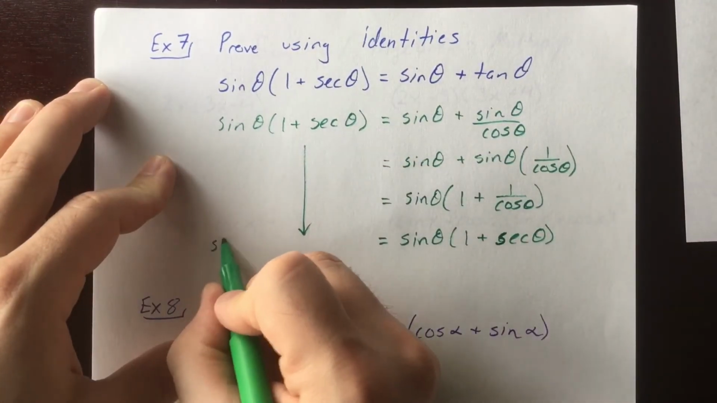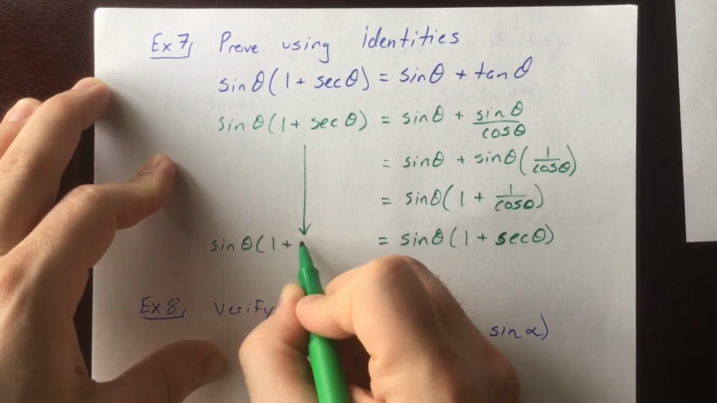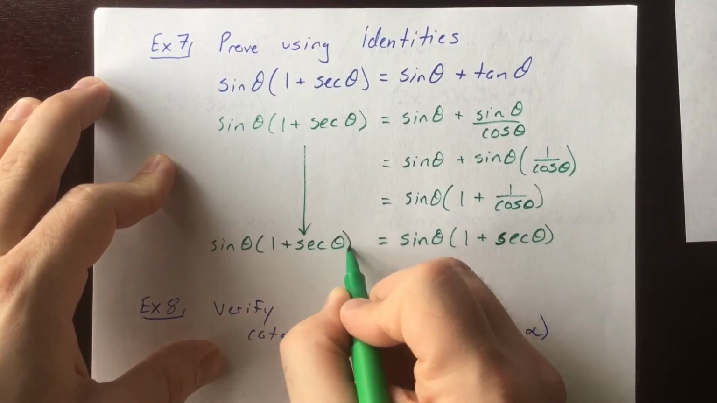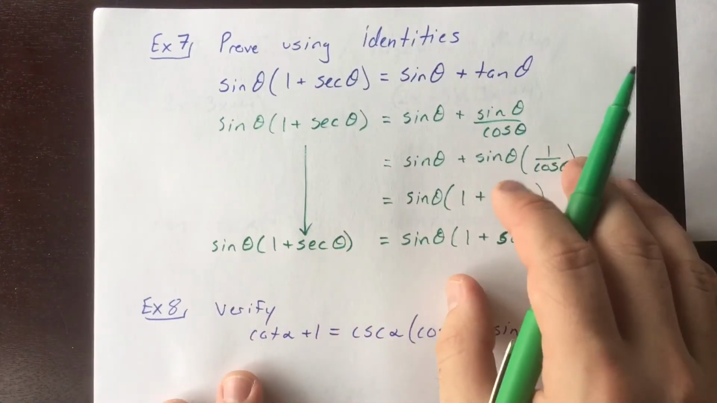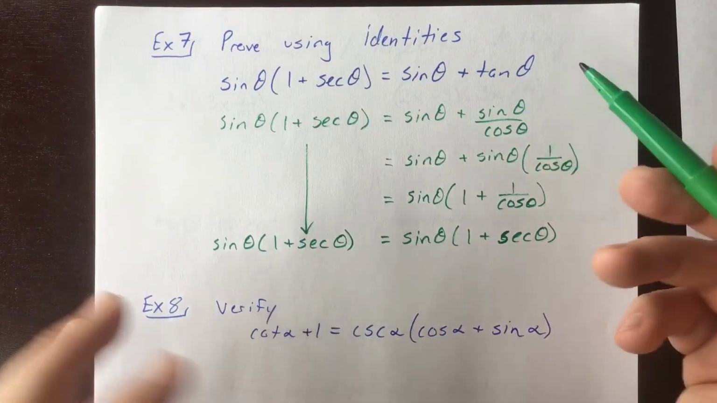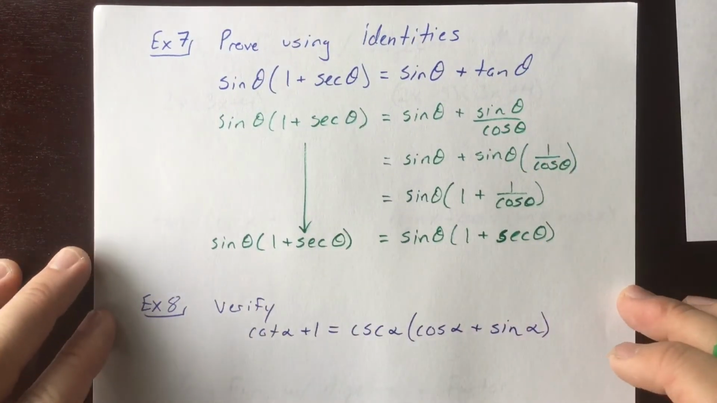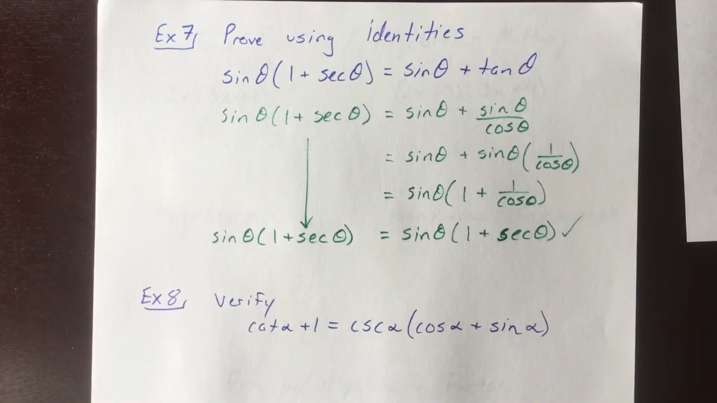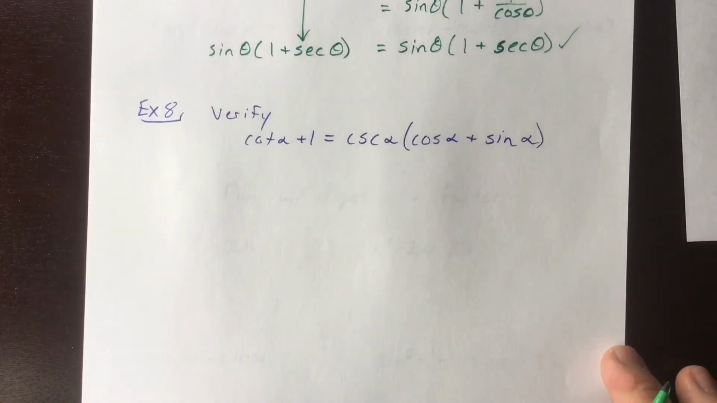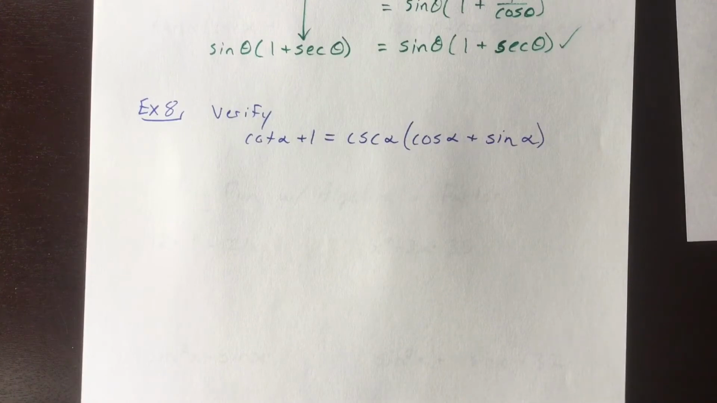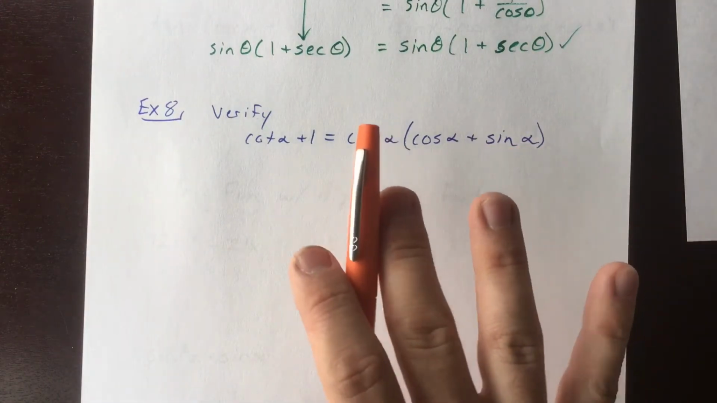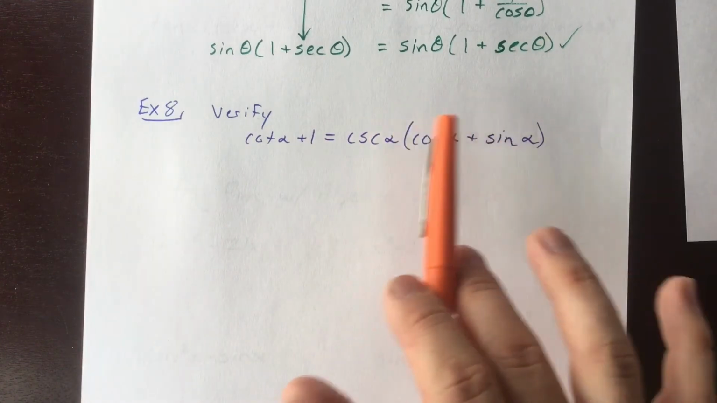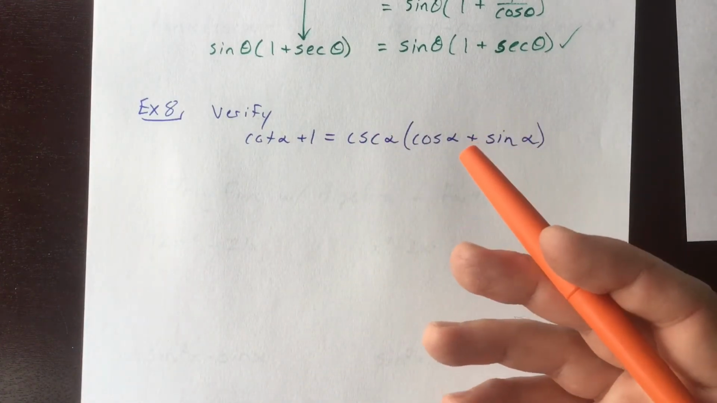There is a way of doing this using this left side and manipulating it by distributing the sine of theta into this. Sine of theta multiplied by secant of theta will just end up becoming tangent of theta. So on your own, try this one. Verify cotangent of alpha plus 1 equals cosecant of alpha multiplied by the group of cosecant of alpha plus sine of alpha. I would recommend maybe working with this right side, but pause the video and take a try.